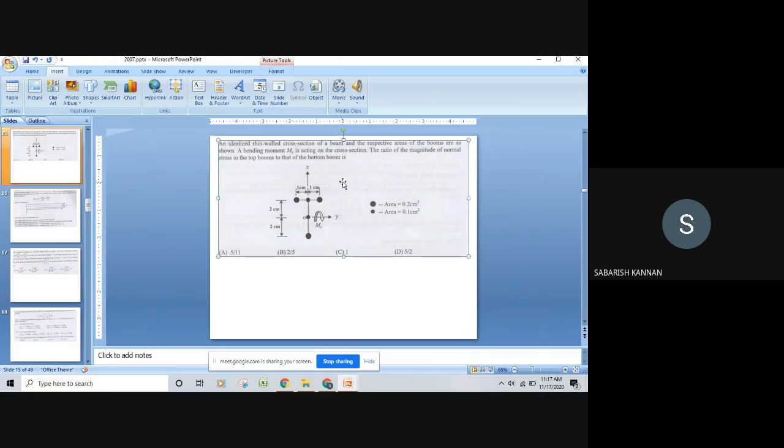Let's see this question. The idealized thin-walled cross-section of a beam, with the respective areas of the booms shown. A bending moment My is acting on the cross-section. Find the ratio of the magnitude of the normal stress in the top booms to the bottom booms.